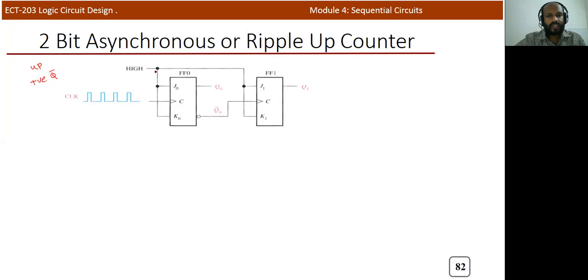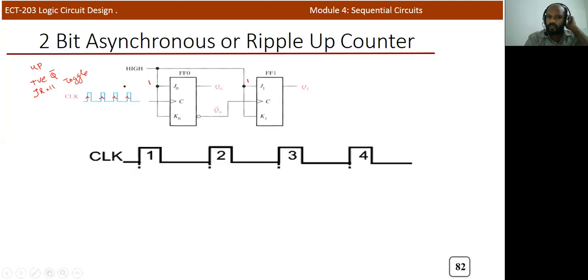And the JK inputs are connected to high, which means the JK inputs are 1 1. So JK inputs 1 1 means it's in the toggle mode, so it will complement the output. This is an input signal, and this is a positive edge triggered clock signal we are using. Now we can see the output waveform.